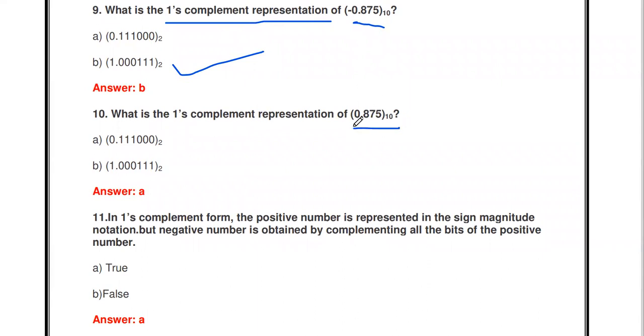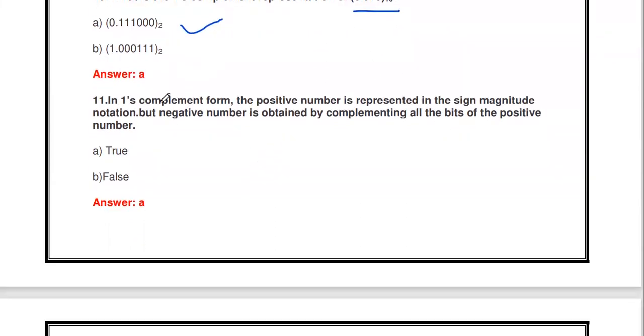Similarly, what is the ones complement representation of 0.875? This is a positive number, so the answer is 0.11111000. This is the ones complement representation of this number. That is, in ones complement form, the positive number is represented in sign magnitude, and the negative numbers are represented by complementing all bits of the positive number, that is, zeros are converted to ones and ones are converted to zeros.